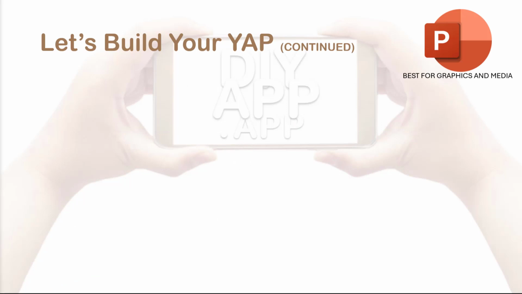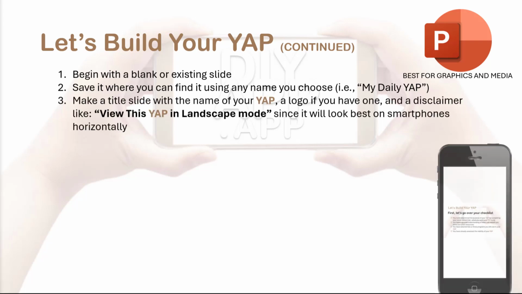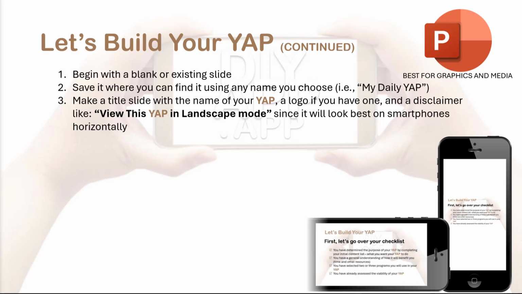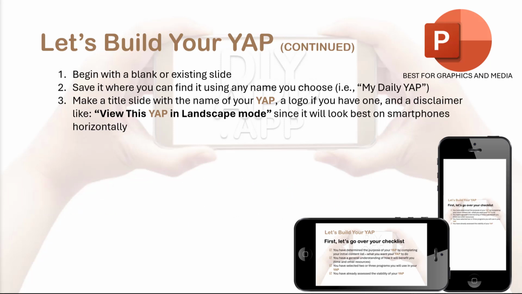Let's build an app using PowerPoint. Begin with a blank or an existing slide. Save it where you can find it, probably in your YAPP folder, and choose any name you like. Make a title slide with the name of your YAPP, a logo if you have one. You might consider putting a disclaimer on your slide that says, view this in landscape mode, because on smartphones and most tablets, it'll work great in landscape rather than portrait.